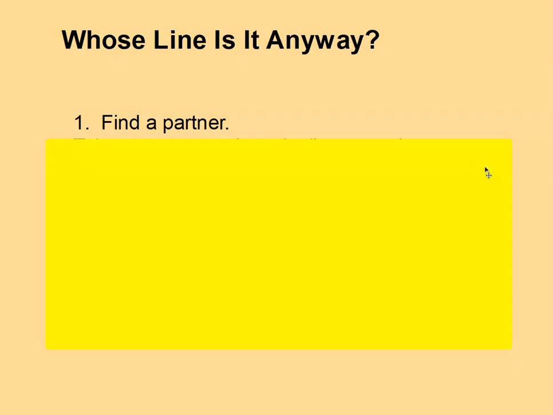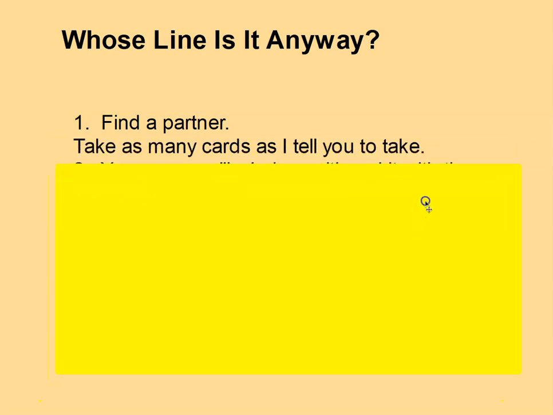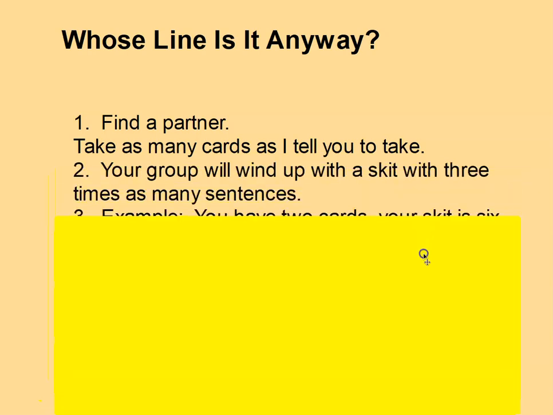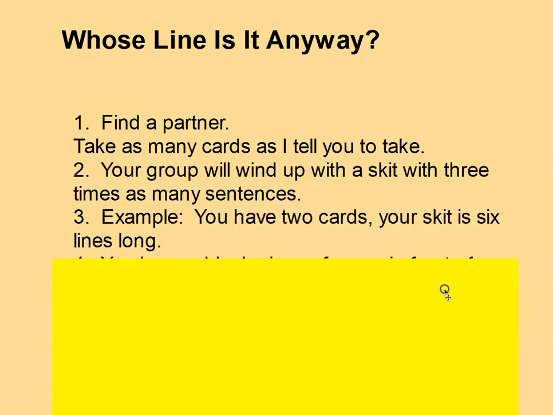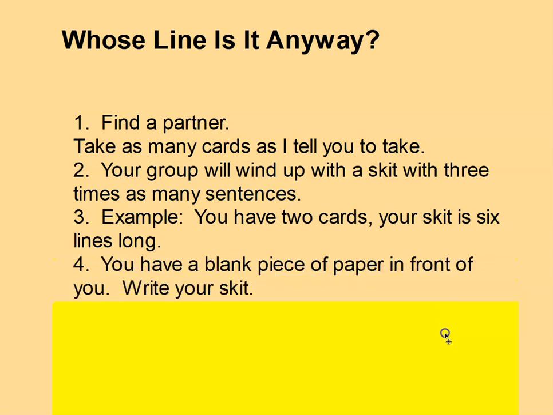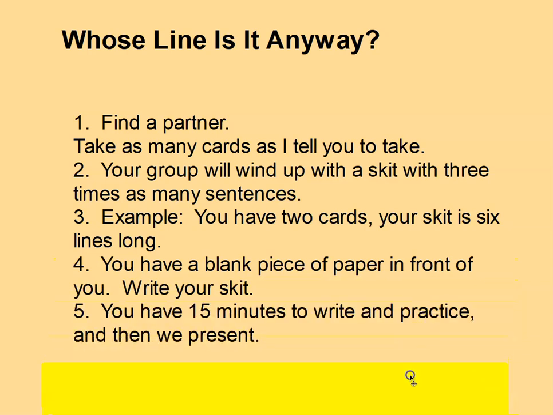Whose Line Is It Anyway? I talked about this before. I like this a lot. Here are the rules. Find a partner. Take as many cards as I tell you to take. Your group is going to wind up with a skit with 3 times as many sentences. Usually I like to put the students in pairs, but sometimes I get a group of 3 if I have an odd number in class. So if I tell you take 2 cards, then your skit's 6 lines long. It doesn't take long to write a 6-line skit, 5 minutes tops. Okay, you have a blank piece of paper in front of you. This one I said 15 minutes because I had them take like 5 cards or whatever.